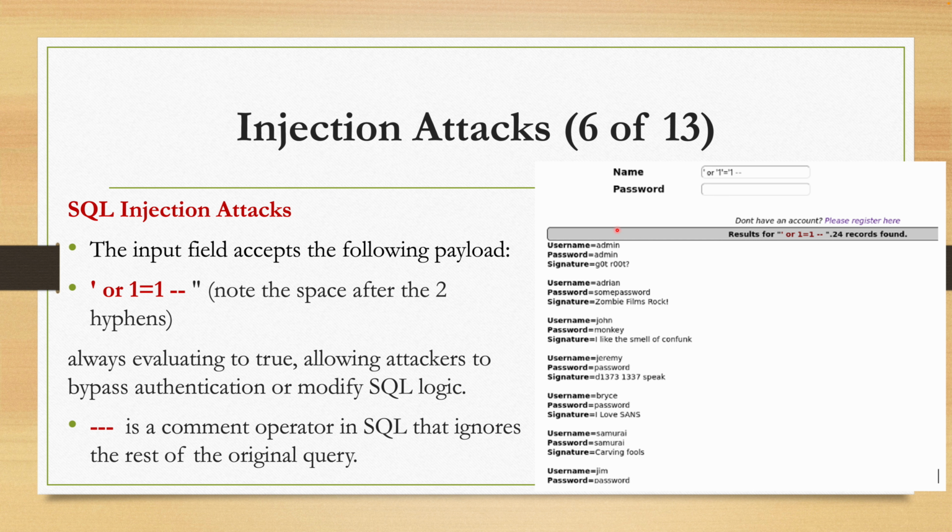Now there's another one. You have the input field accept the following payload. You could try this in Mutillidae, and make sure that you put a space right here after the dash dash. As I explained before, this always evaluates to true, allowing attackers to bypass authentication or modify SQL logic. The dash dash is a comment operator in SQL, and so when you enter this into the name and press enter, you get the username and a password, which was accessed from a certain database here.